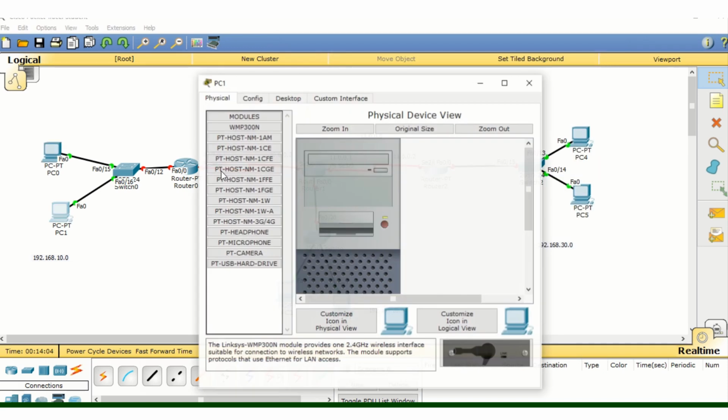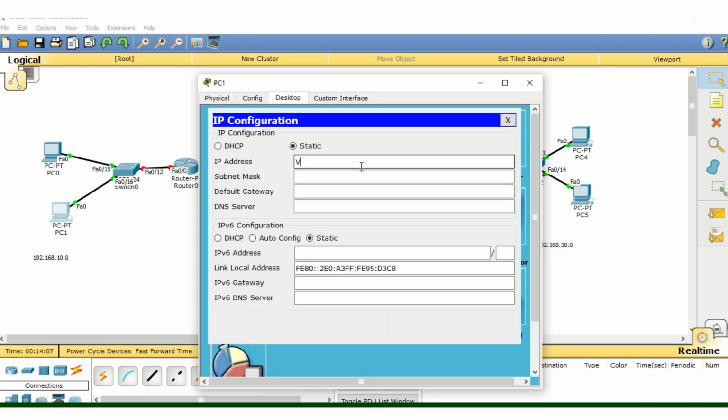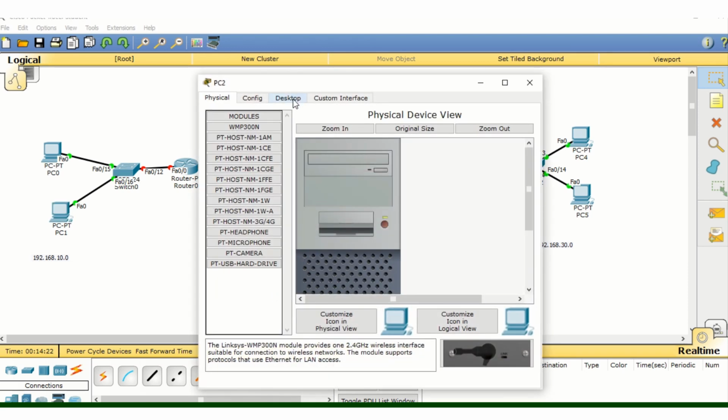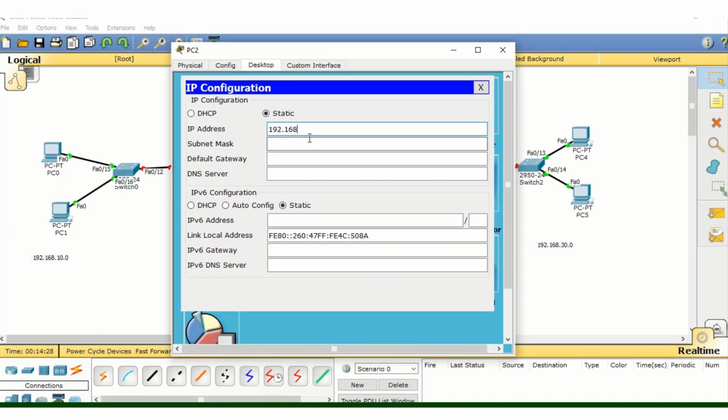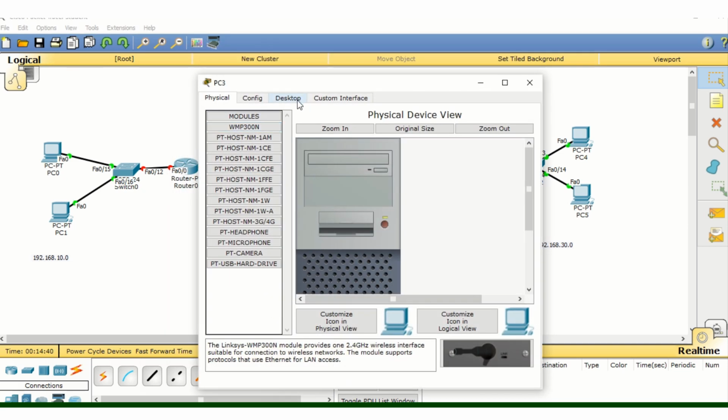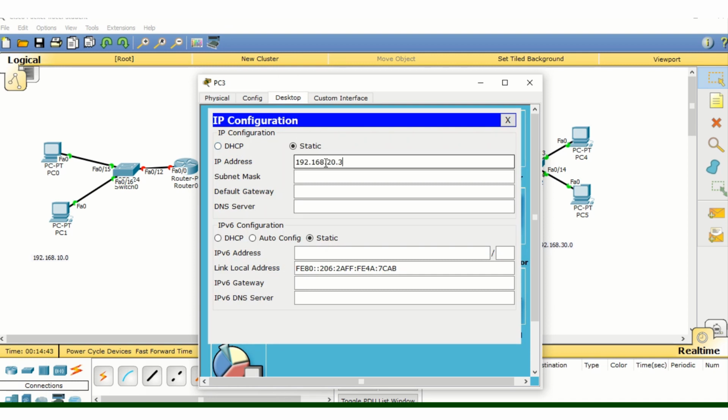Now this PC, go to desktop, IP configuration. 1 and 2 have been used, so I will use 3 here, and the default gateway would be the same because they belong to the same subnet. The default gateway of all the terminal devices of the same subnet would be the same. Now this one would be 192.168.20, yes, dot 20.2, and the gateway address would be the first IP address, that would be 1. Same subnet, different terminal device: 1 and 2 have been used, I'll use 3, and the gateway address would be the same for both.